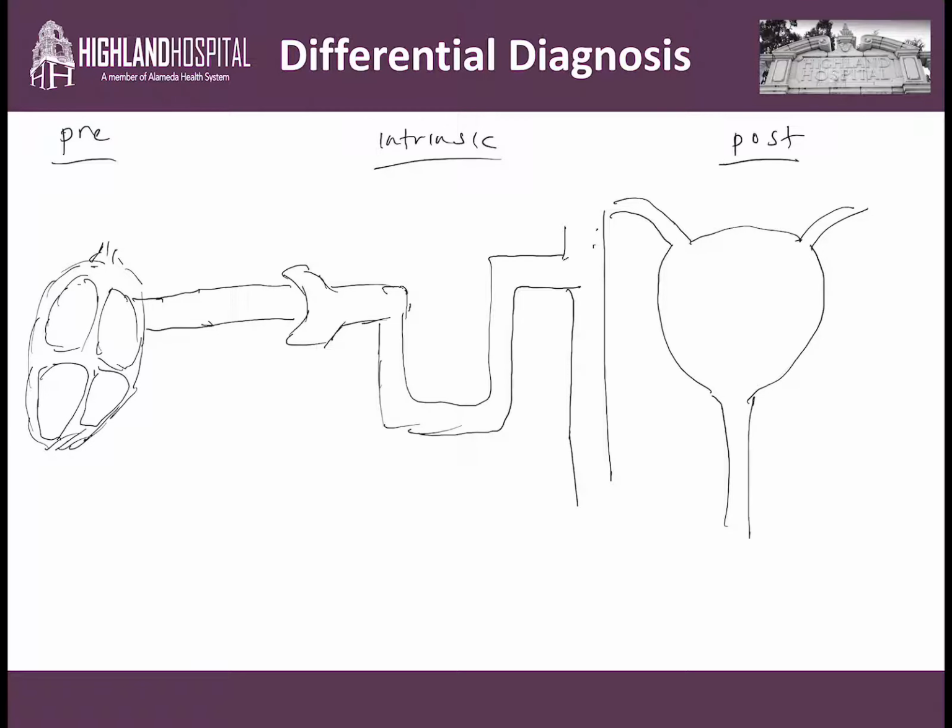Now, let's construct a brief differential diagnosis of all the causes of AKI. And we can conveniently think about this as pre-renal, intrinsic renal, and post-renal. And in pre-renal, think this is a diagram of your heart. Think CHF or MI. If you have a CHF or an MI, you're not pumping blood to the kidney. These are all low perfusion states to the kidney.